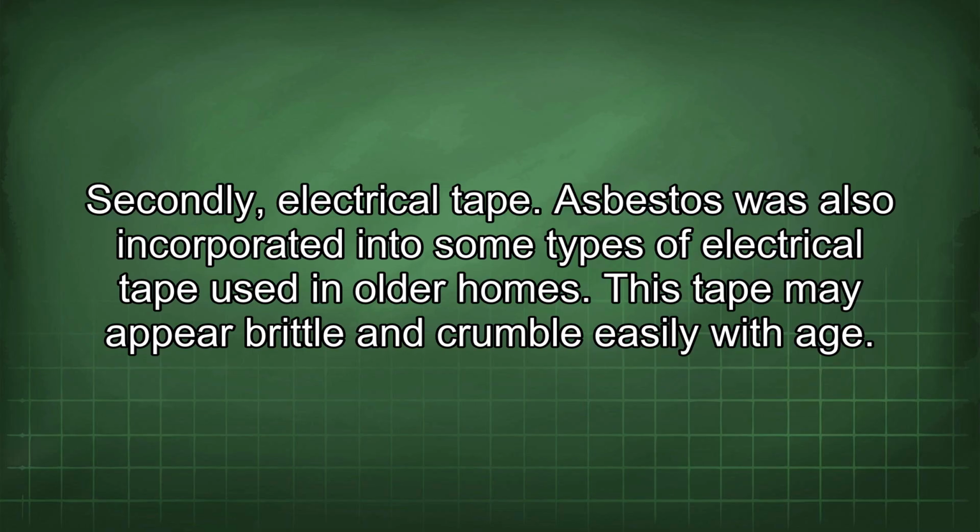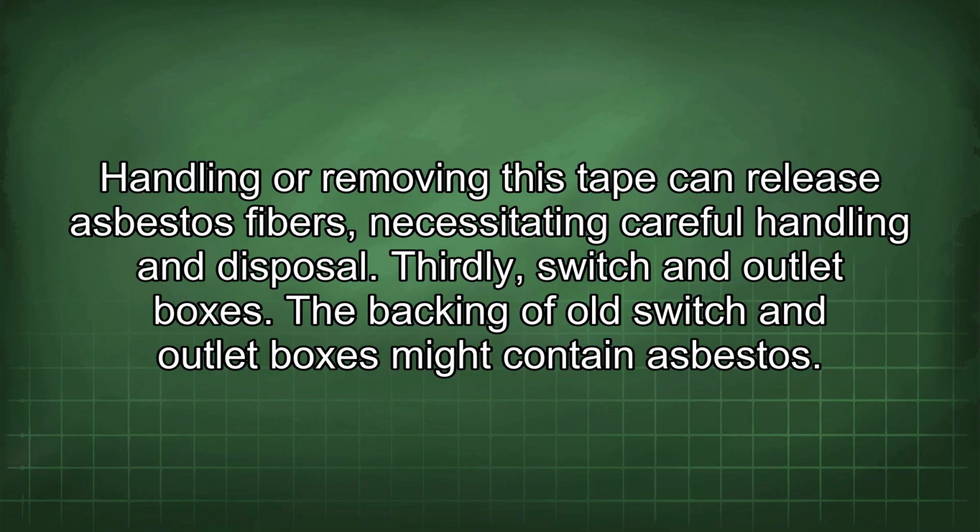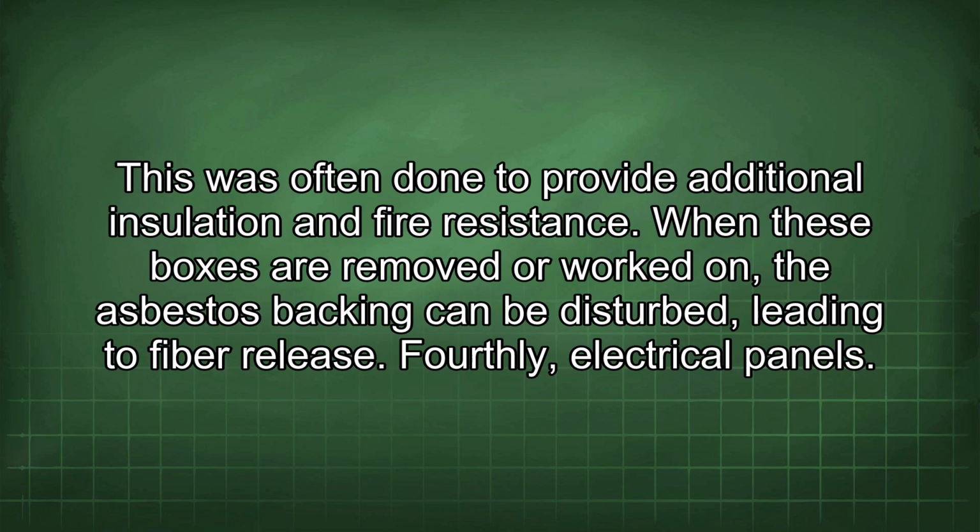Secondly, electrical tape. Asbestos was also incorporated into some types of electrical tape used in older homes. This tape may appear brittle and crumble easily with age. Handling or removing this tape can release asbestos fibers, necessitating careful handling and disposal. Thirdly, switch and outlet boxes. The backing of old switch and outlet boxes might contain asbestos. This was often done to provide additional insulation and fire resistance. When these boxes are removed or worked on, the asbestos backing can be disturbed, leading to fiber release.